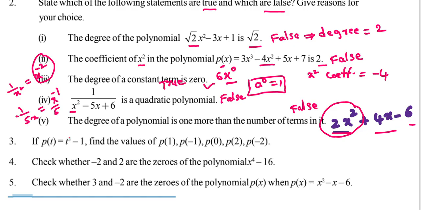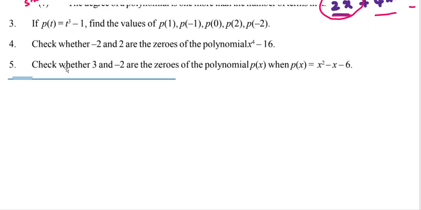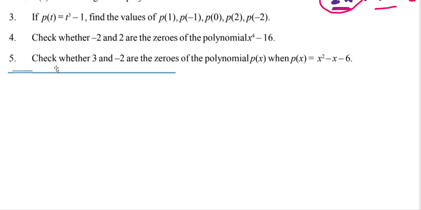Now look at this problem: p of t is equal to t cube minus 1. Find the values of p of 1, p of minus 1, p of 0, p of 2, and p of minus 2. We have to substitute each value and find it. Now look at the third question. What is the third question?